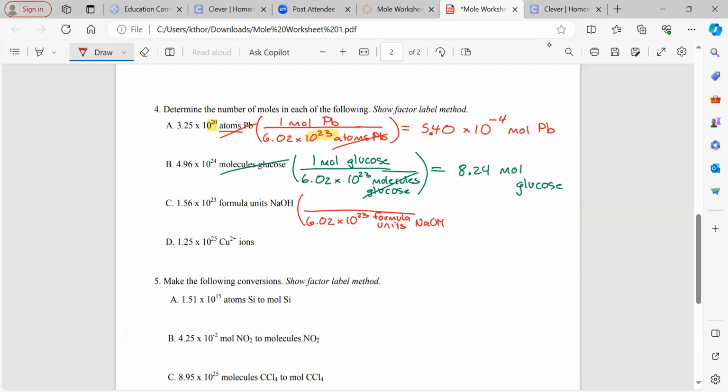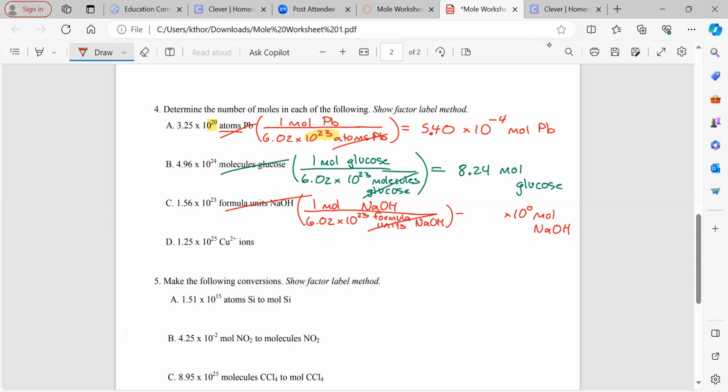Sodium hydroxide. And then 1 mole of sodium hydroxide is on top. Formula units cancels out. 1.56 divided by 6.02. My raw answer is 0.259 moles. Oh, excuse me, I messed up. 2.59. Yeah, 2.59 times 10 to the 0, which is basically standard notation, as I just said earlier, moles of sodium hydroxide. However, the decimal is not in the right spot. You need to shift it 1 to the right.